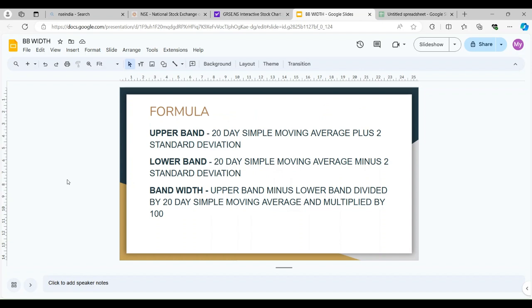Now, formula. For upper band, 20-day simple moving average plus 2 standard deviations. Lower band, 20-day simple moving average minus 2 standard deviations. And Bollinger band width: upper band minus lower band divided by 20-day simple moving average and multiplied by 100. Again, this slide is pretty simple and easy to understand, self-explanatory.